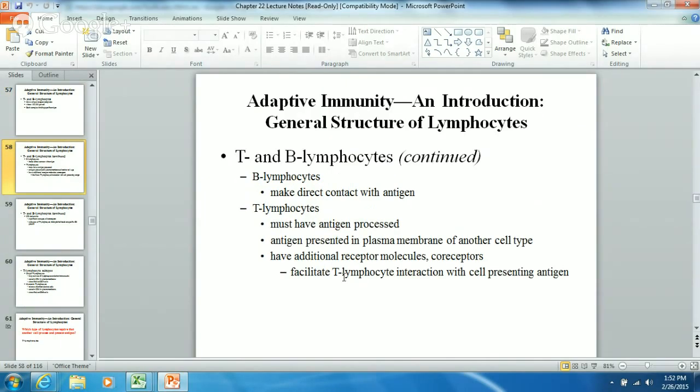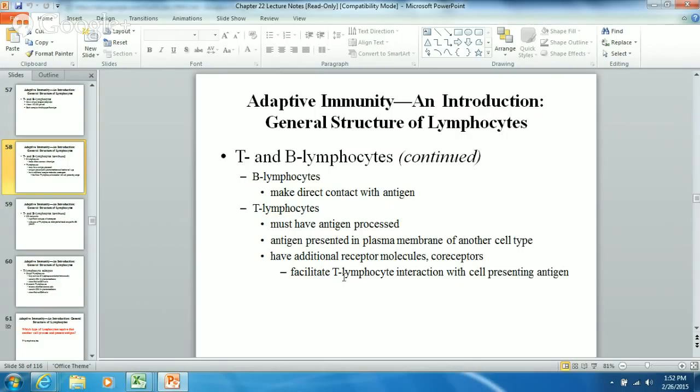B lymphocytes, they can make direct contact with an antigen. Okay. T lymphocytes, they have to have the antigen processed. So the antigen has to be presented in the plasma membrane of another cell type, and then they're able to scan it. And they've got some extra receptor molecules on their cell surface to help them when they are interacting with the cell that happens to be presenting the antigen in the first place. So basically, B cells, they can come into direct contact with the antigen.